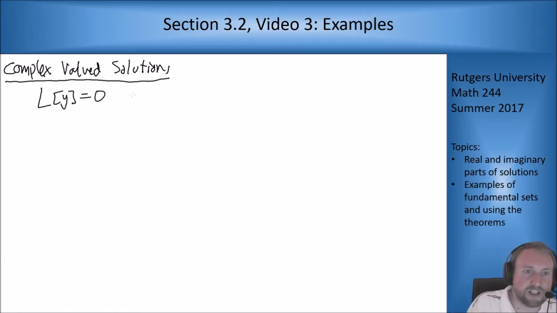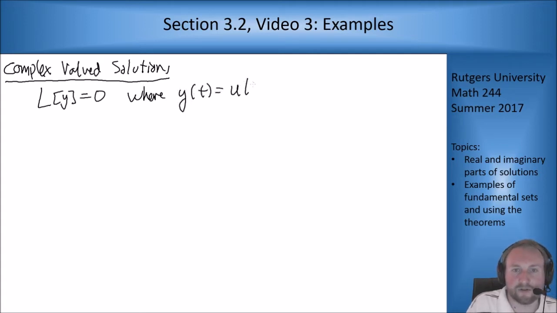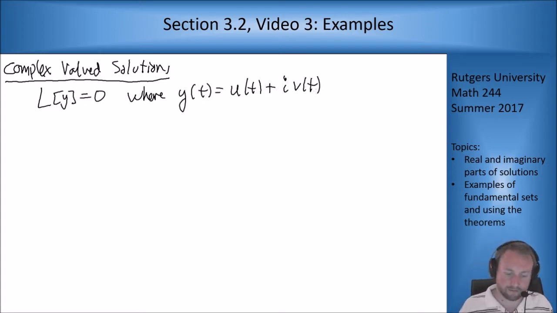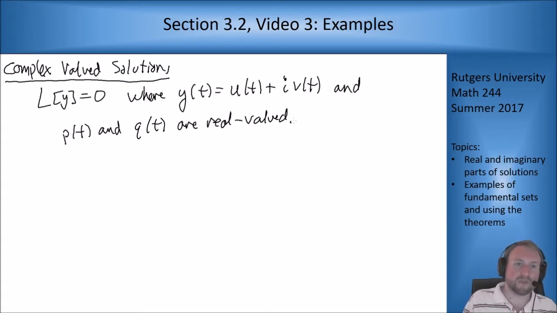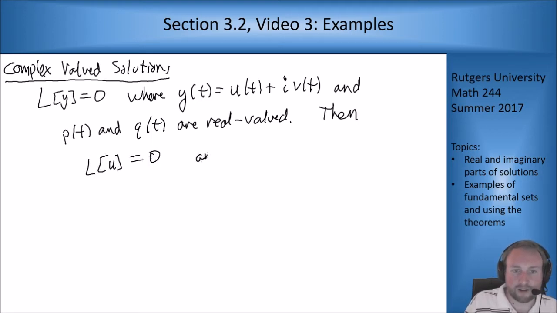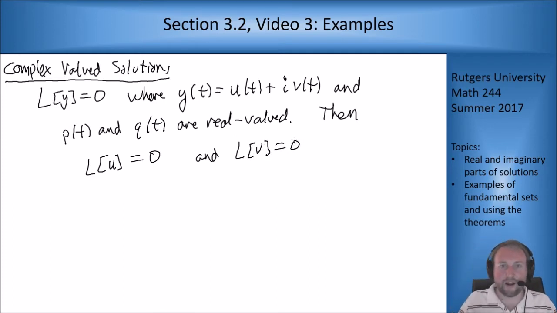So if I have L of y equals 0, where y of t can be written as u of t plus i v of t, where i is the imaginary number, square root of minus 1, and I know that my functions p of t and q of t are real valued, so they don't involve complex numbers, then what do I get out of this? Then the result is L of u is 0 and L of v is 0. And these are both real valued functions because they're the real and imaginary parts of my complex valued function y.